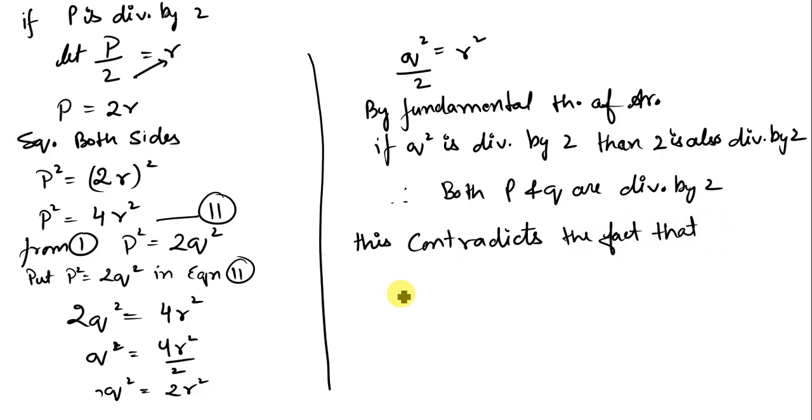that p and q are co-prime. So the condition that we took in the starting, that ये दोनों के दोनों numbers जो है वो co-prime है, वो चीज़ यहाँ पर गलत हो गई, and this contradiction arises.